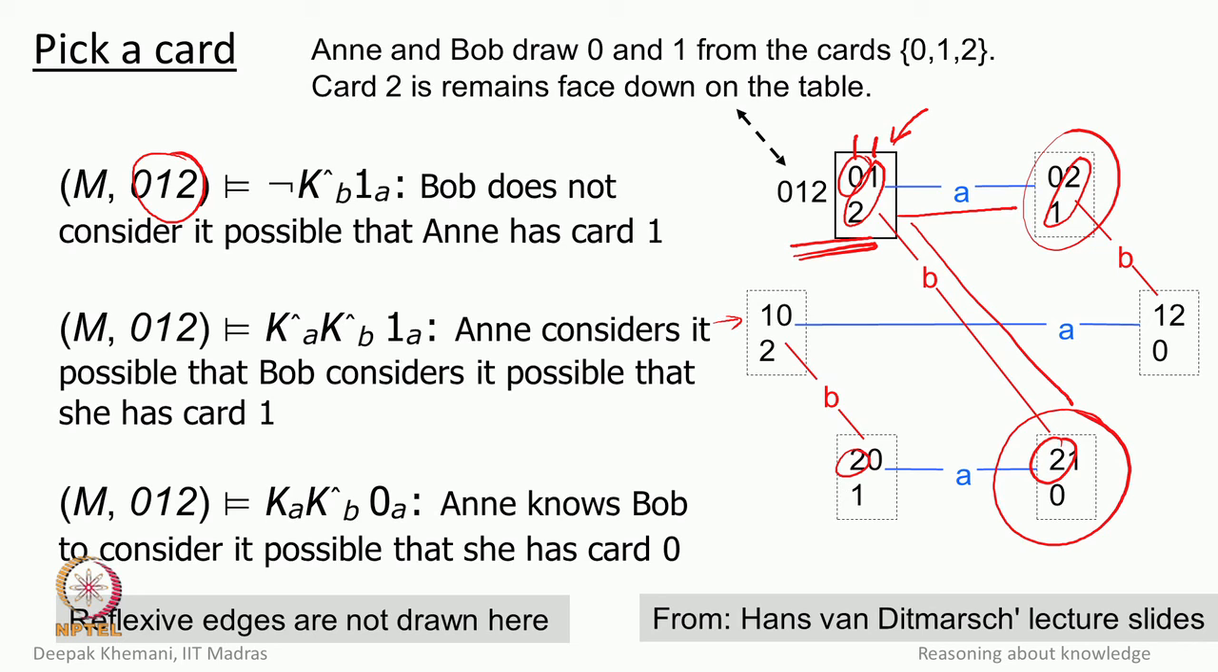Here, which says that Annie knows that, if you watch carefully over the second K, Annie knows that Bob considers it possible that she has card 0 essentially. So, again you must figure out why that is the case.